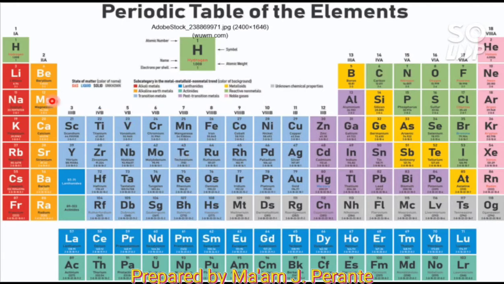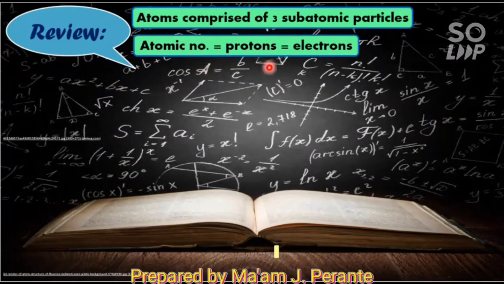And last one, if we have magnesium, it is the 12th element in the periodic table because the atomic number is 12, and that will determine the proton and electron number of magnesium, which is also equal to 12. So that's the formula. Atomic number is equal to the protons and electrons. So these three are all balanced or equal to one another. Okay? So now let us have a recap on the following things.